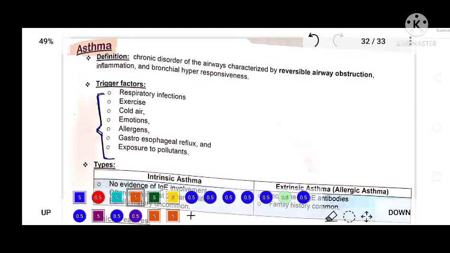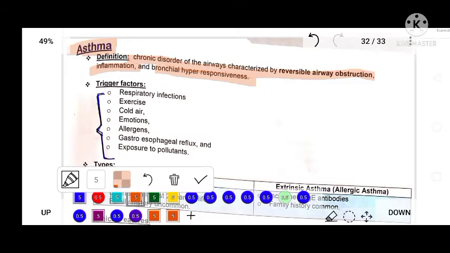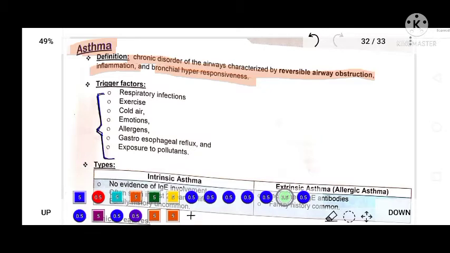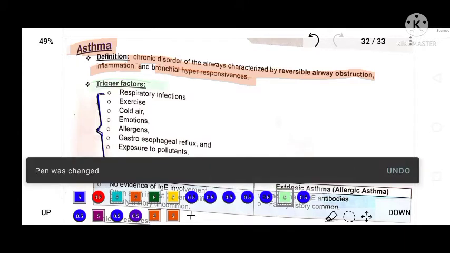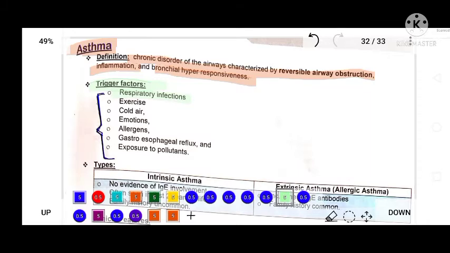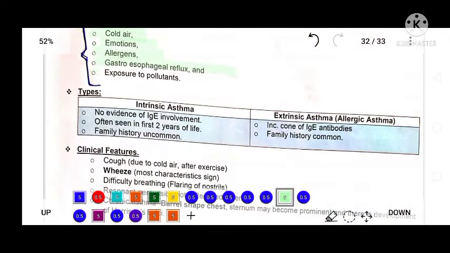Okay, so asthma is a chronic disorder of the airway characterized by reversible airway obstruction, inflammation, and bronchial hyperresponsiveness. Now we will look at the triggering factors which can aggravate asthma. So triggering factors of asthma are respiratory infection, exercise, cold air, emotions, allergens, gastroesophageal reflux, and exposure to pollutants. In this way, asthma can be aggravated.